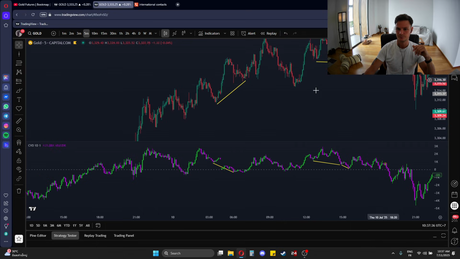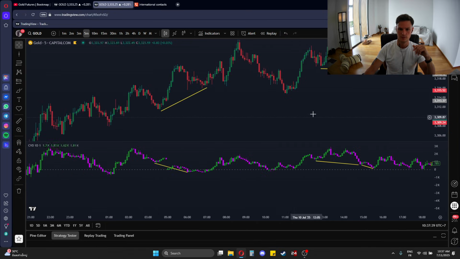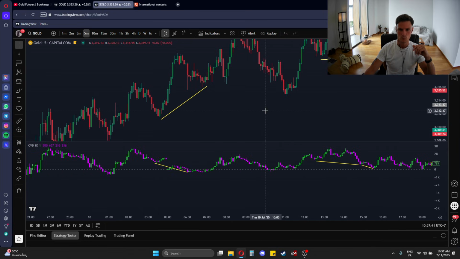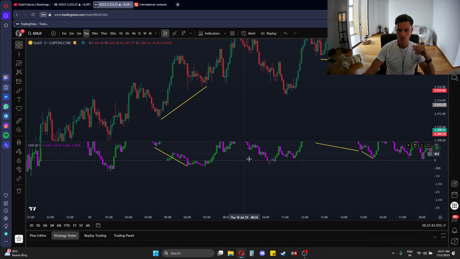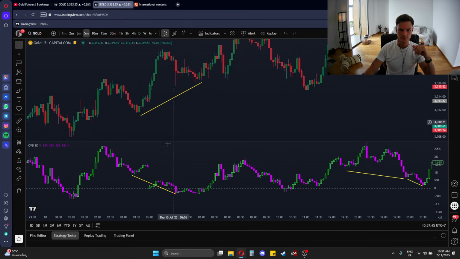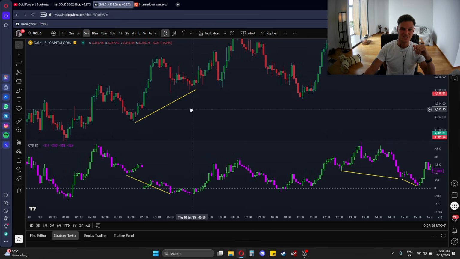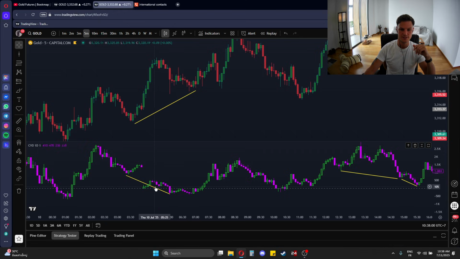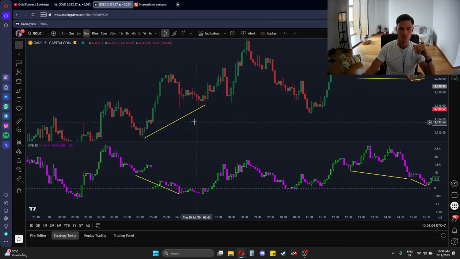Yes, that's a nice one here. So on the CVD, we are going lower, so there are way more sellers here on the CVD, and there's actually aggressive sellers right here, okay? There's way more sellers on the CVD, but price is not going lower. So all of these sellers here are being absorbed by limit orders in this area, okay?